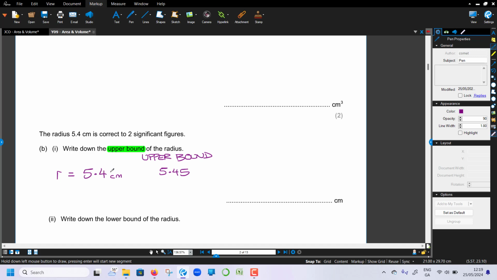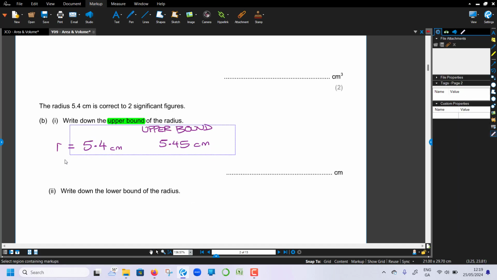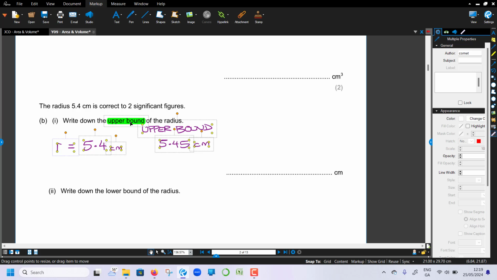All right, 2 significant figures. So what I would do, you go to the 3rd significant figure and you put a 5. That's it. So it's 5.45 centimeters. That is the maximum possible true measurement of the radius. Write down the lower bound of the radius. Yeah, so you just do the exact same thing, just like I told you a second ago.